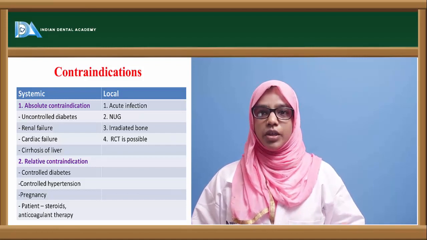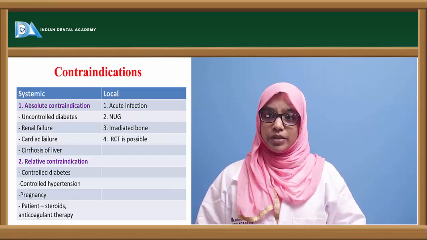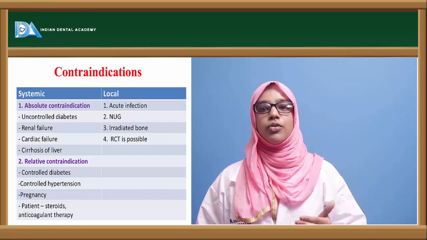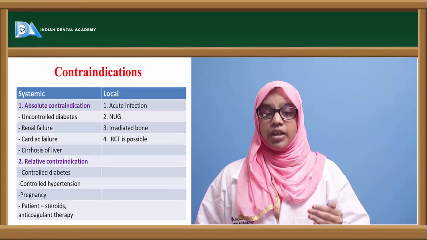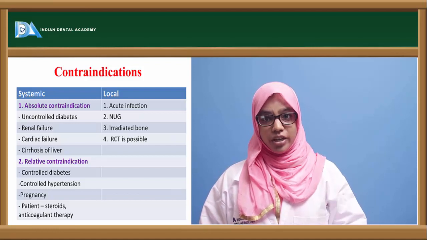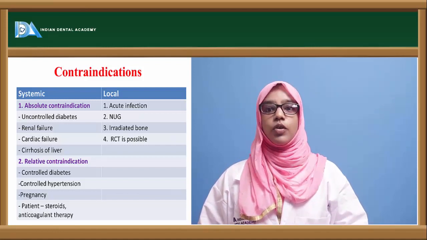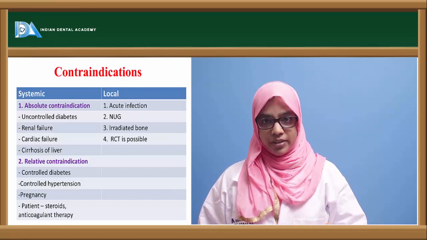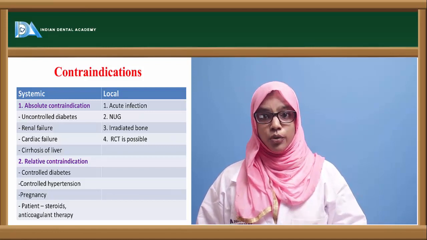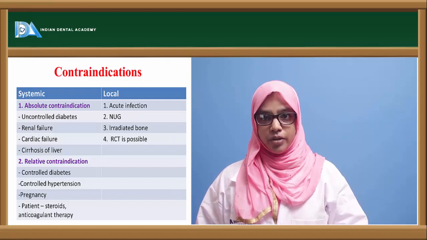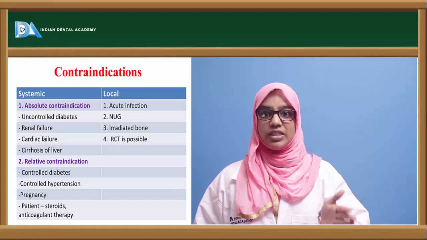Let's move on to the systemic contraindication. It could either be absolute or relative. In absolute systemic contraindication is uncontrolled diabetes mellitus. In diabetes, the glucose level is already increased, and when you're doing an extraction, the extraction procedure causes stress. Now this stress has a number of neurohormonal changes taking place. There is secretion of hormones like glucagon and cortisol, which cause an increase in hyperglycemia.